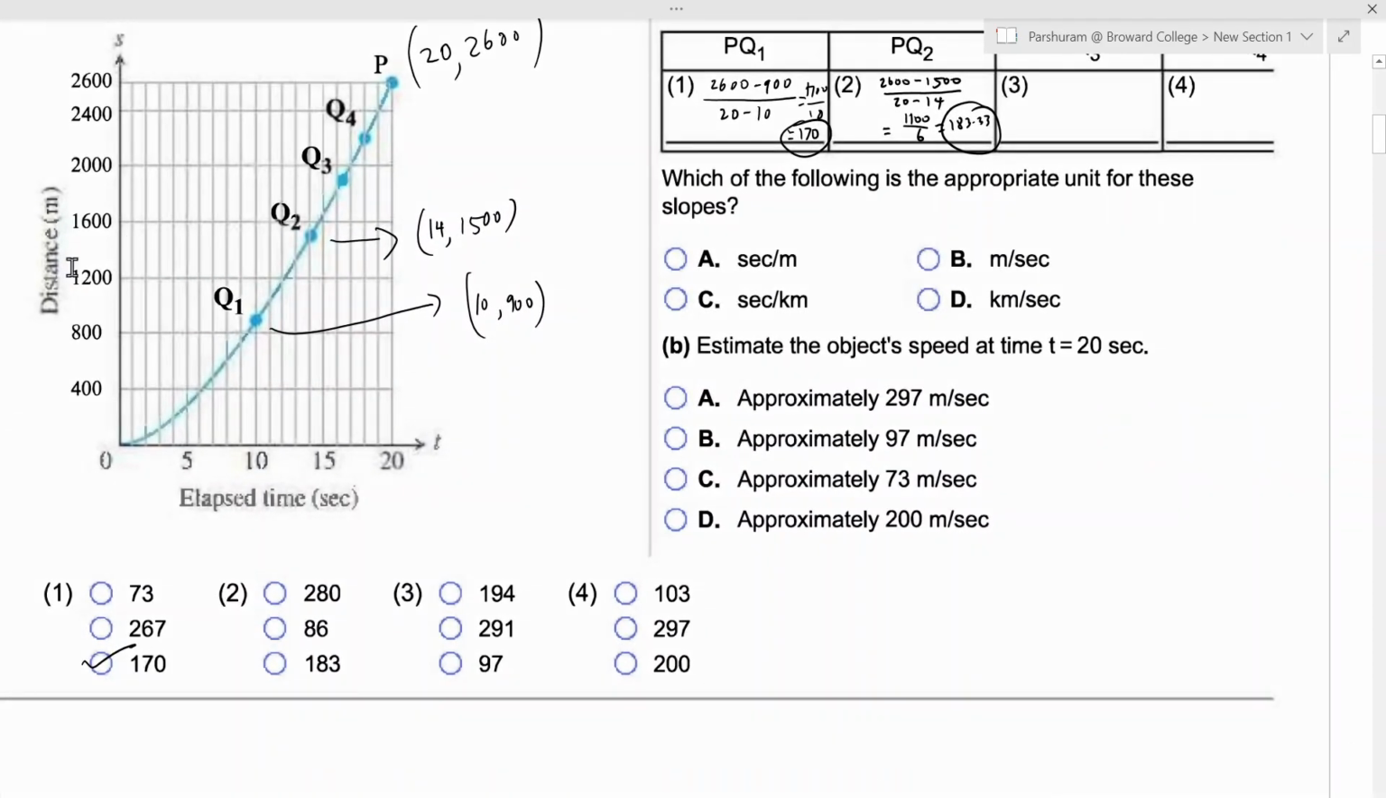If you remember, when I tried to find the y coordinate for Q2, I just approximated the value and chose 1500. I don't have any other way to find the exact number. That's why it's in between 1200 to 1600 and very close to 1600, so I thought it's 1500, and that's how I got 183.33. By looking at the options, the only option which is very close to 183.33 is 183. Okay, so this is my answer for the second one.